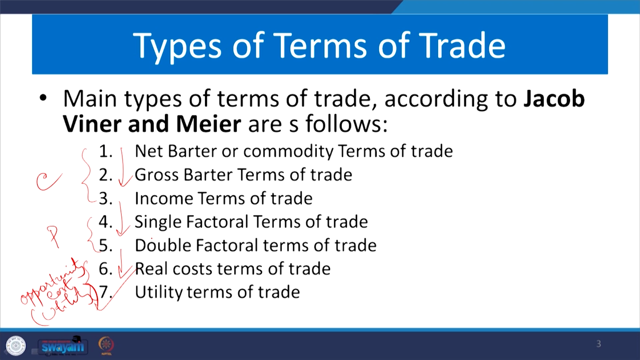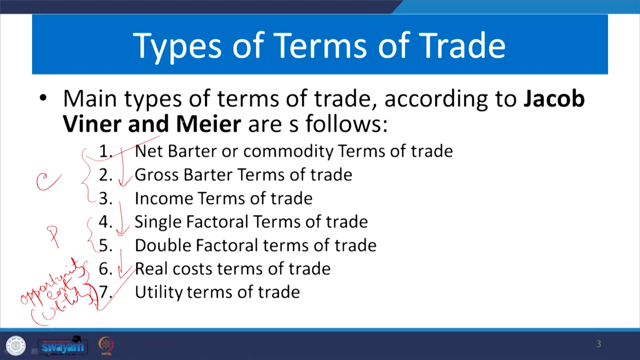Though each of the instruments has its own shortcomings, the simplest method of measurement is nothing but the net barter terms of trade, which is largely used in our discussion and in many other discussions.